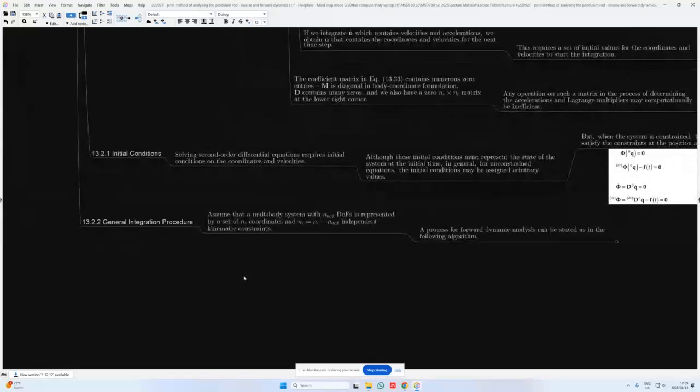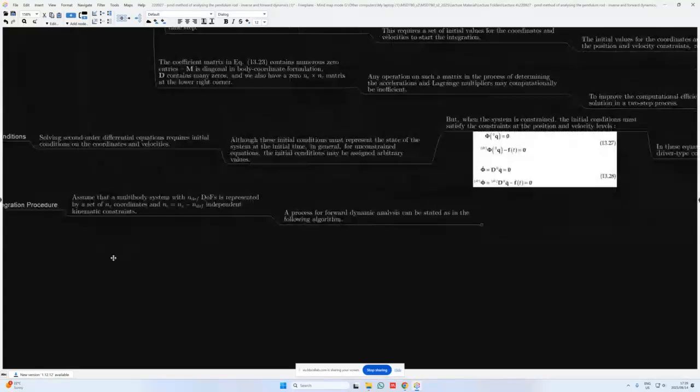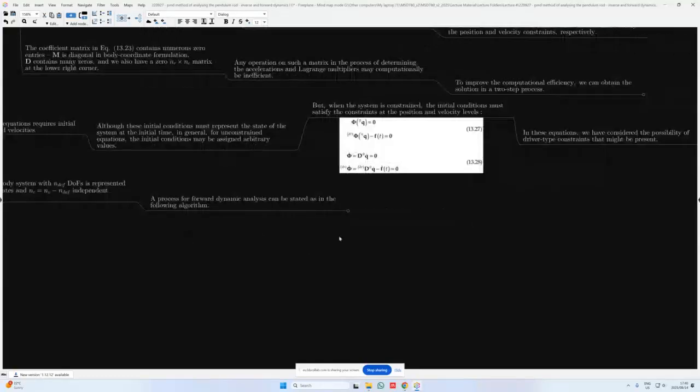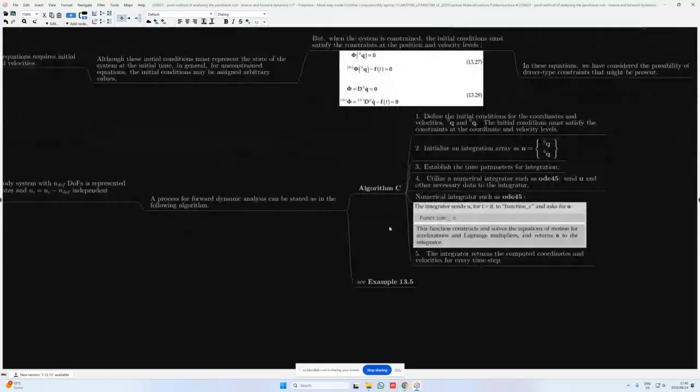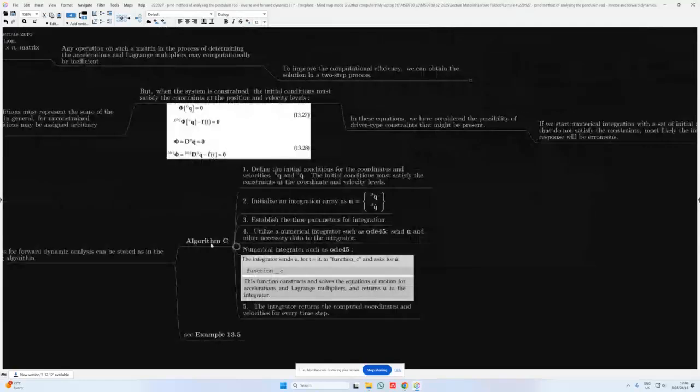integration procedure as well. So we assume that a multi-body system with a specified number of degrees of freedom is represented by a set of NV coordinates. And in C, the number of constraints is then equal to NV minus NDOF independent kinematic constraints. A process for forward dynamic analysis can then be stated as in the following algorithm. And this is then given as algorithm C as well in the PMD textbook.